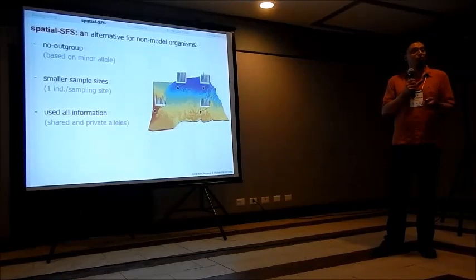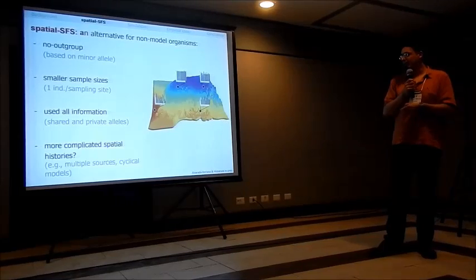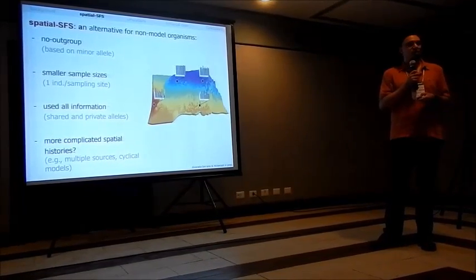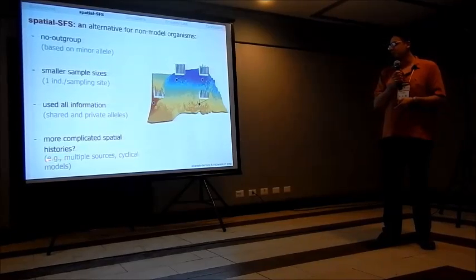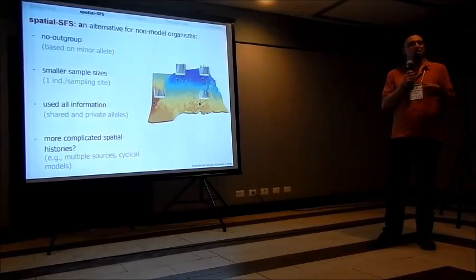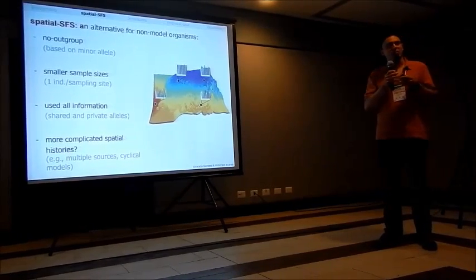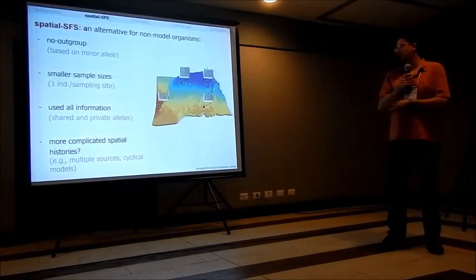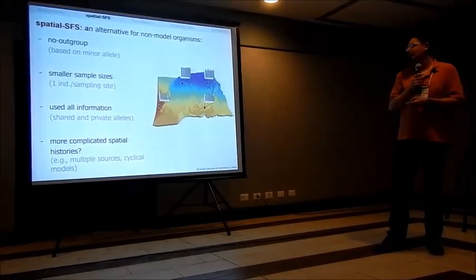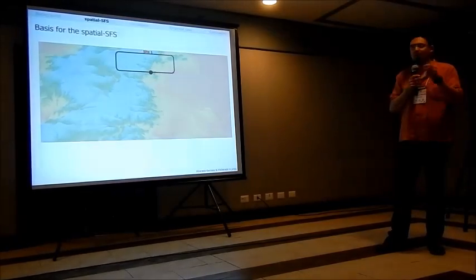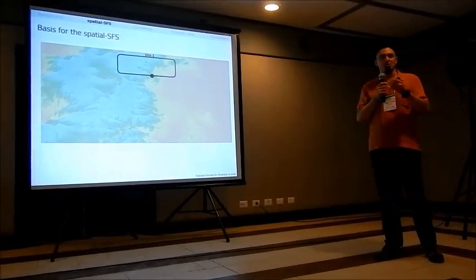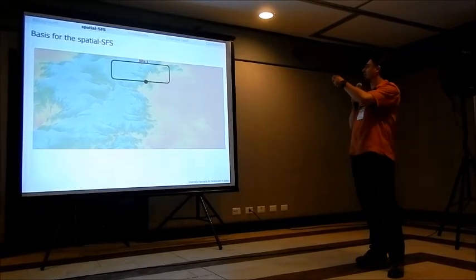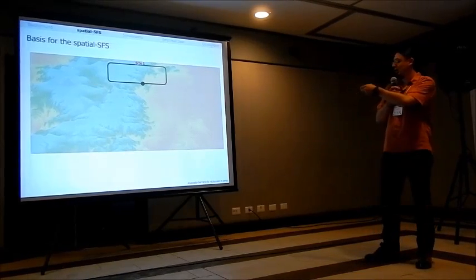We're using all information, both shared and private alleles, and hopefully, this is something we're working on, it can deal with more complicated spatial histories, such as multiple sources, as well as cyclical models, in which you have patterns of expansion and contraction repeated over time, which, as we know, happen during the Pleistocene cycles. So let me briefly explain how it works. It's a little bit complicated to do this in this short talk, but hopefully it will be enough.